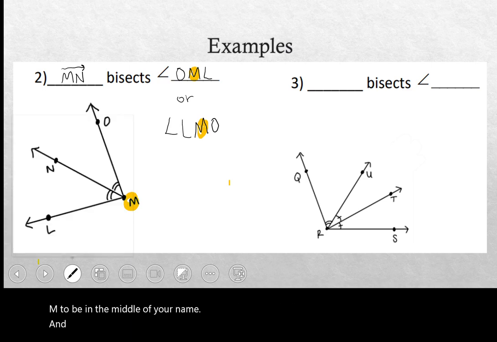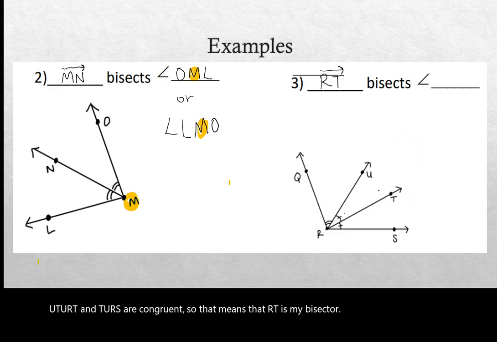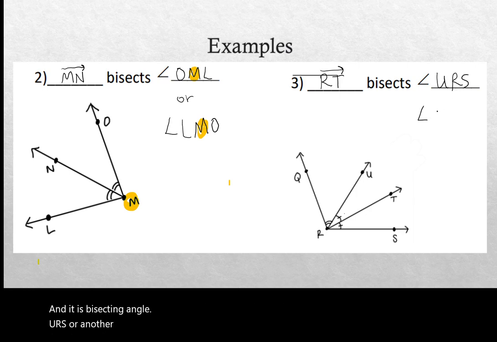And then for number 3, I have URT and TRS are congruent, so that means that RT is my bisector, and it is bisecting angle URS, or another way to write that angle would be SRU.